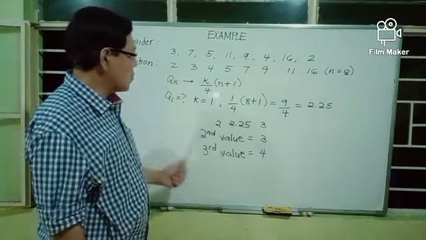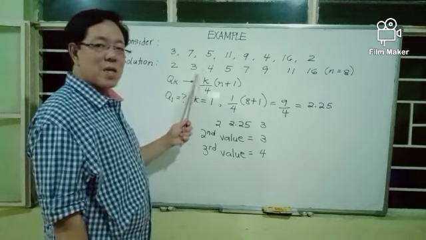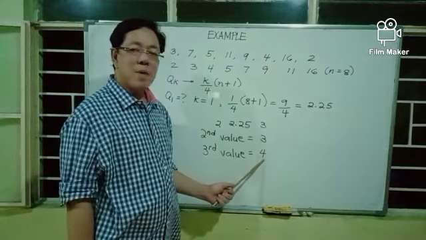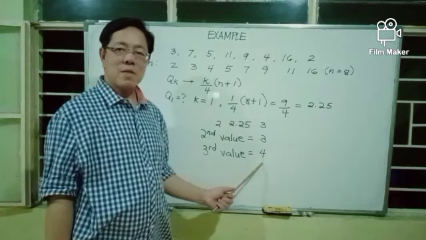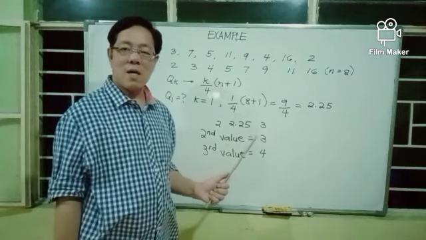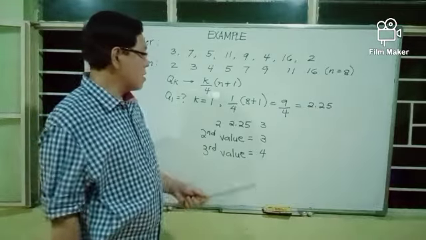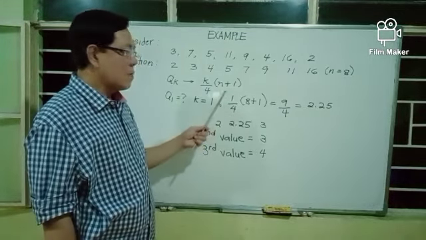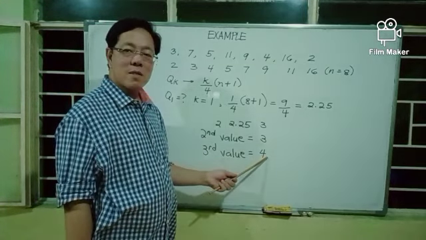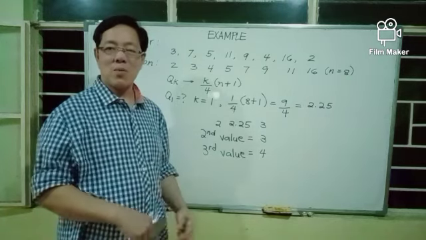So the value of Q sub 1 is greater than 3 but less than 4. Q sub 1 is somewhere here, between 3 and 4. But our definition of the first quartile says that the location of the first quartile is 1/4 of the distance between the second and the third value. So we calculate the value of Q sub 1 as follows.